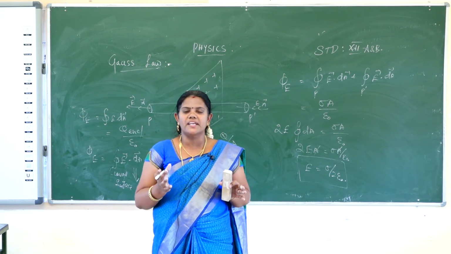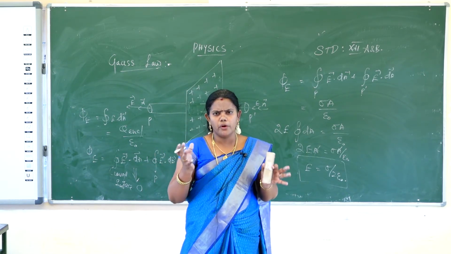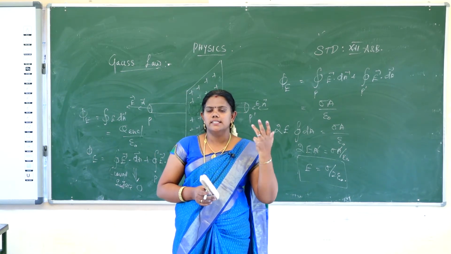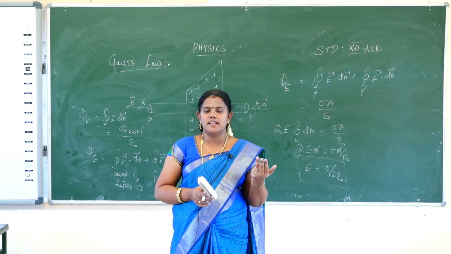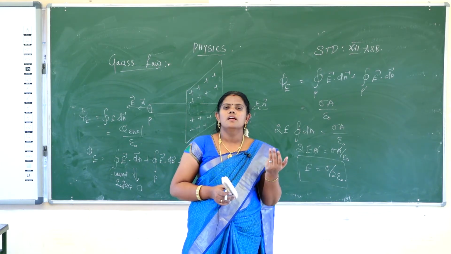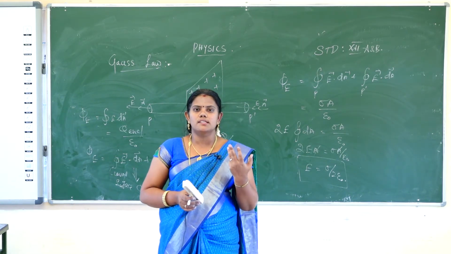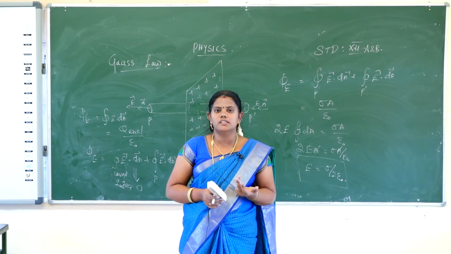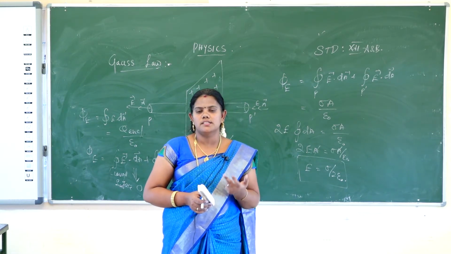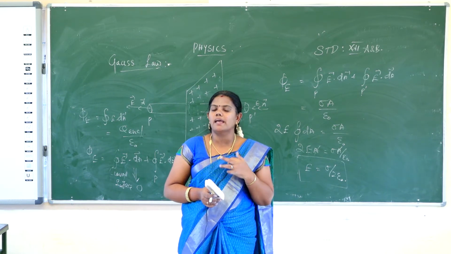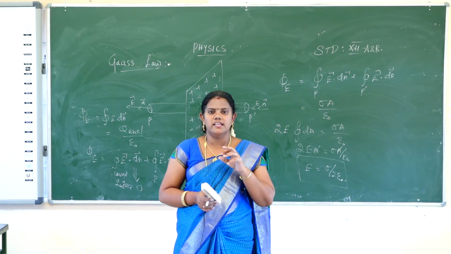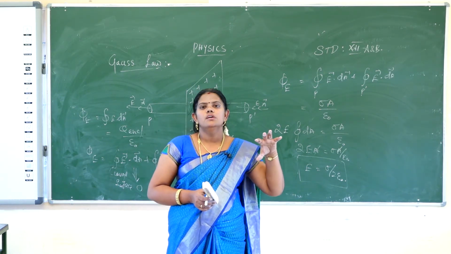What are the important points in Gauss law? First, I discussed the definition of Gauss law. Enclosed charges in the enclosed surface: the electric flux phi is equal to Q enclosed by epsilon naught, that is, the charge in the enclosed surface by epsilon naught is equal to the closed integral of E dot dA vector. This is the definition of Gauss law.